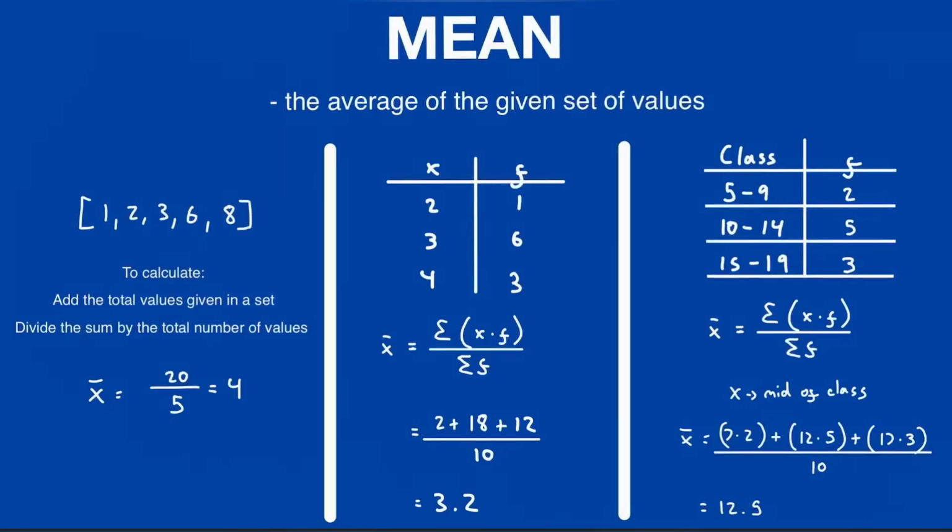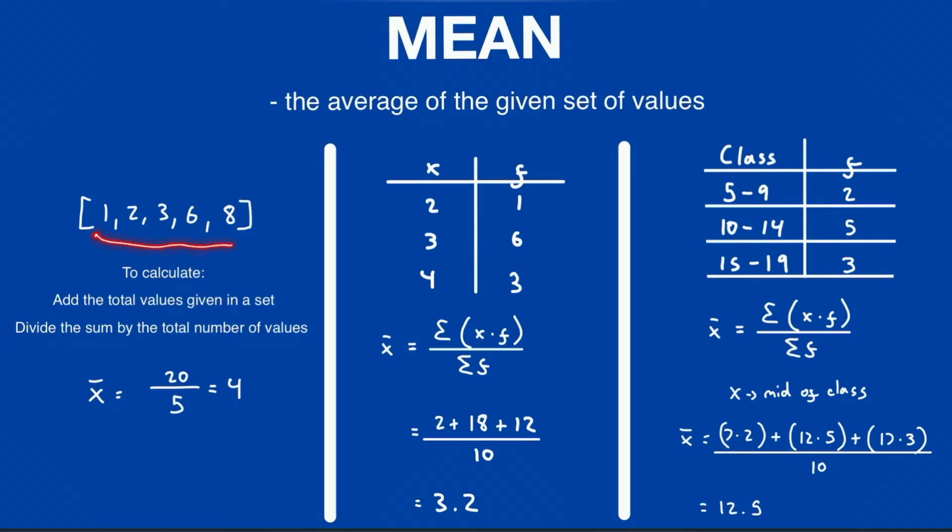We'll be first looking at how to find the mean of a given set of values. So the mean can be defined as the average of a given set of values. So there are three different scenarios. The first one is when you get a simple data set. So to calculate the mean for this, you add the total values given in this set and you divide this sum by the total number of values present in the set.